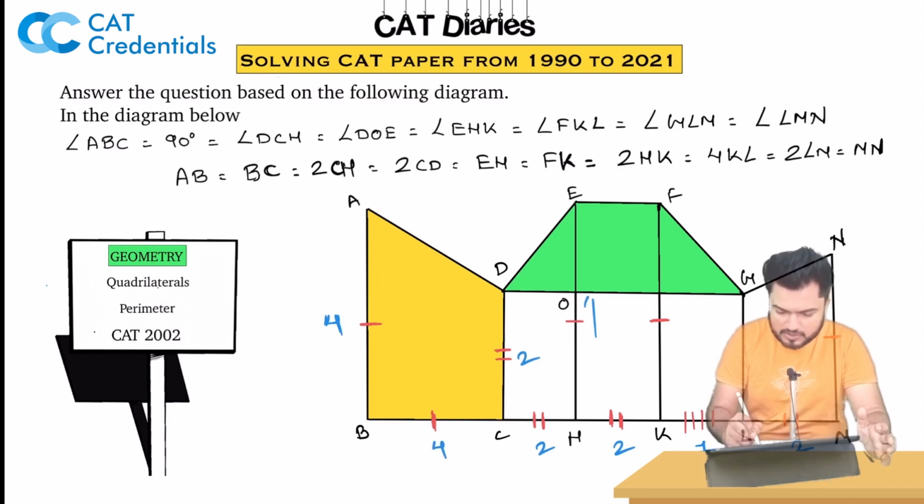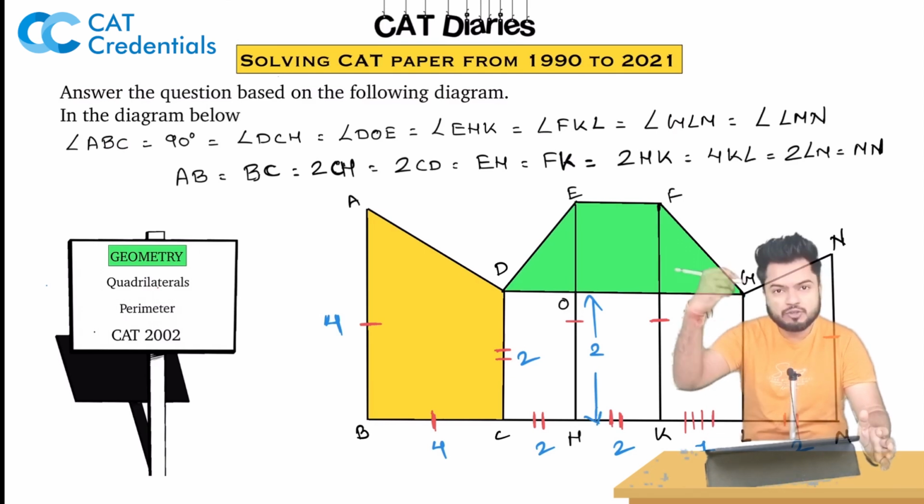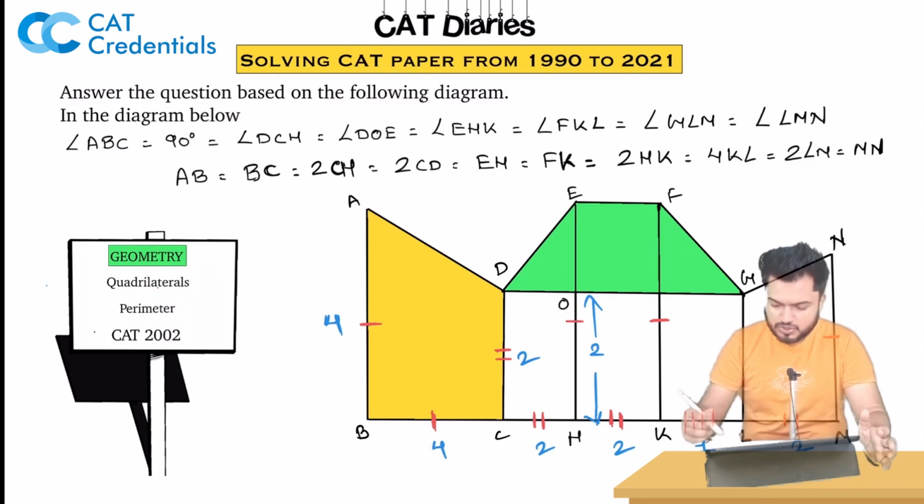Which means if I am saying this is 4, this becomes 2. This entire EH is equal to 4. And I know that this part till here, which I have to show, is 2. So if this is 2, this will be equal to 2, which tells me that the rest of the part here will be equal to 2.